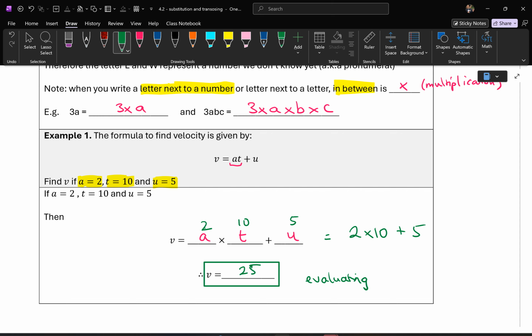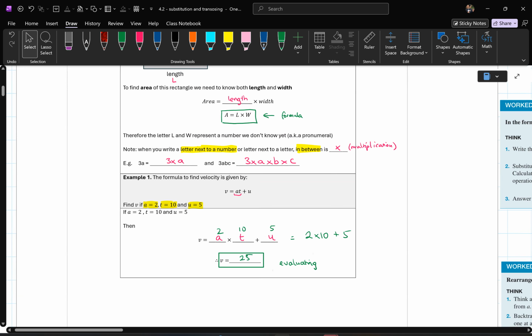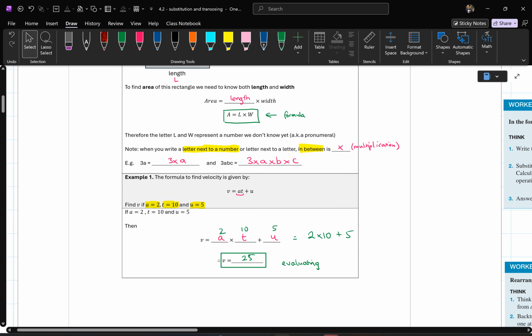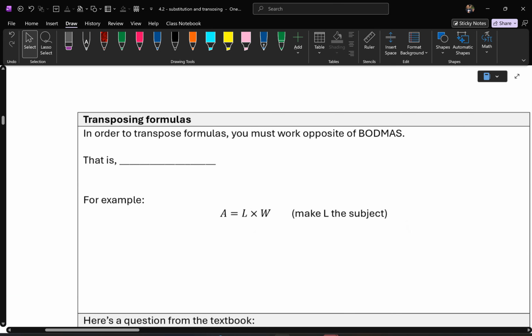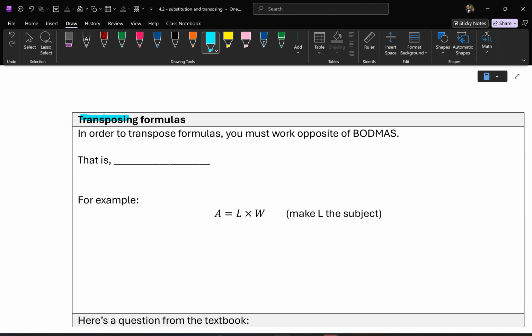Okay, let's try rearranging now. Let's flip over the page. So that's for evaluating. Everyone here should be able to tick off a skill on evaluating. Now, when you are transposing, that's the technical name. If they say transpose, that just means rearranging. If you don't know what that means, it just means rearranging. You have to use what we call BODMAS, the opposite of BODMAS, which I like to call SAMDUB. Fill that in.